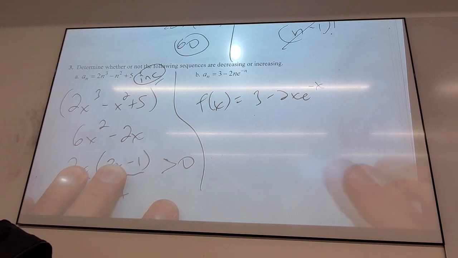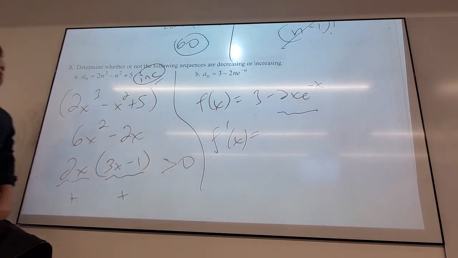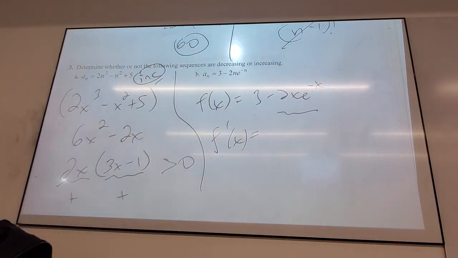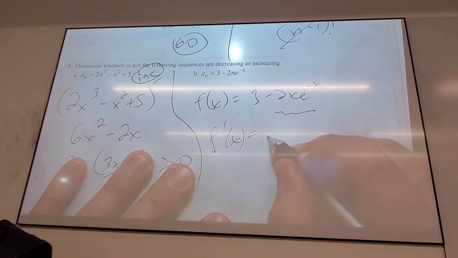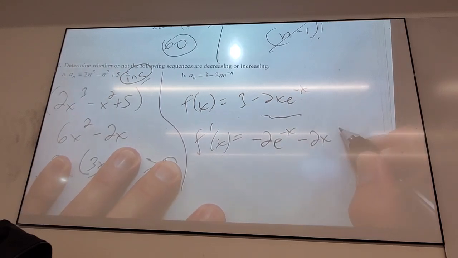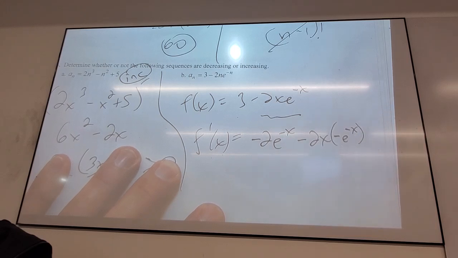What rule do I have to use to do this guy's derivative? Chain. Not chain. Well, sort of chain, yes, but primarily product, yes? Okay. So what's the derivative of negative 2x? Negative 2 times, leave this guy alone, minus 2x. What's the derivative of e to the negative x? Negative e to the negative x, yes? Is that cool? So this is negative 2 e to the negative x plus 2x e to the negative x.